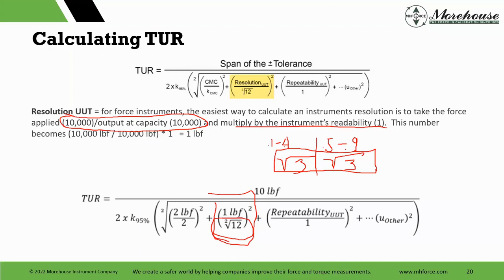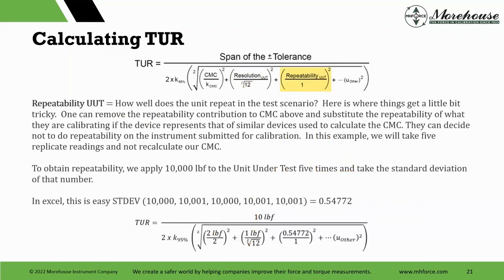So that takes care of the second stage in calculating TUR. Now, repeatability. How well does the unit repeat in the test scenario? This is where it gets a little bit tricky. One can remove the repeatability contribution to the CMC above and substitute the repeatability of what they are calibrating, if the device represents that of a similar device used to calculate the CMC. They can decide not to do repeatability on the instrument submitted for calibration.